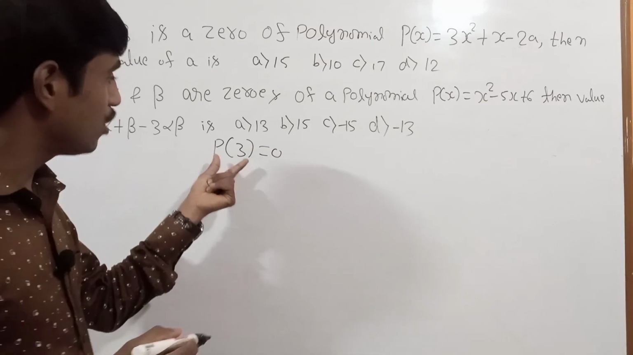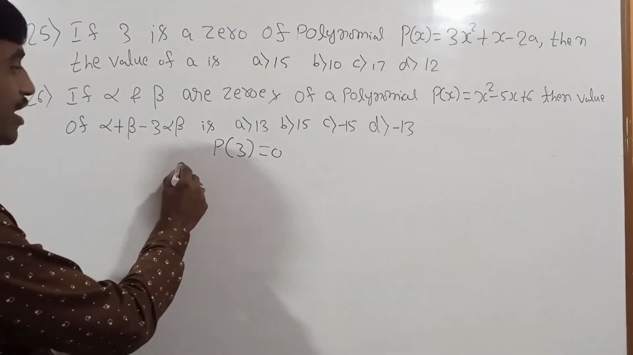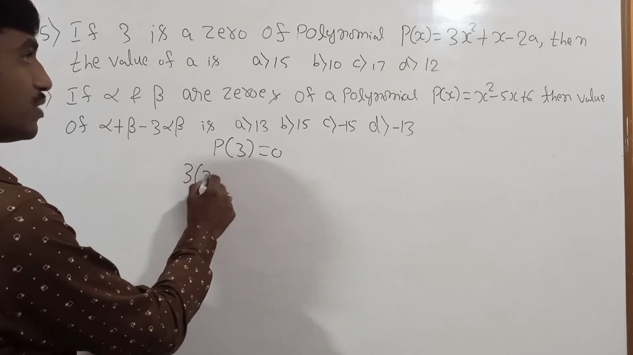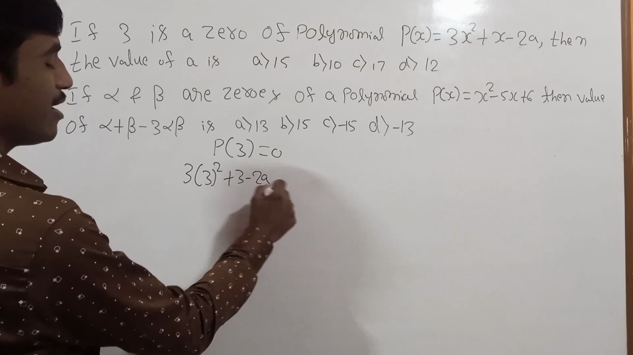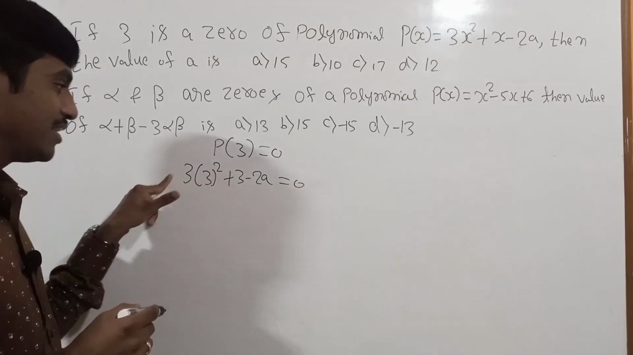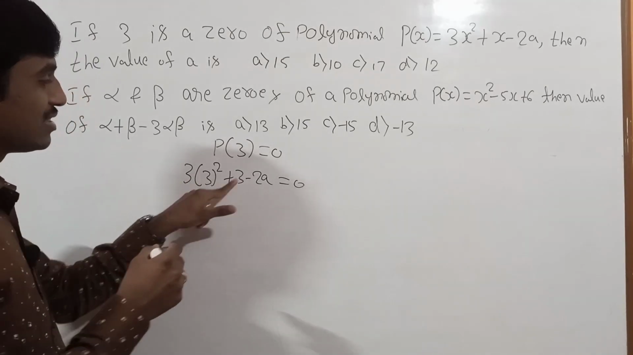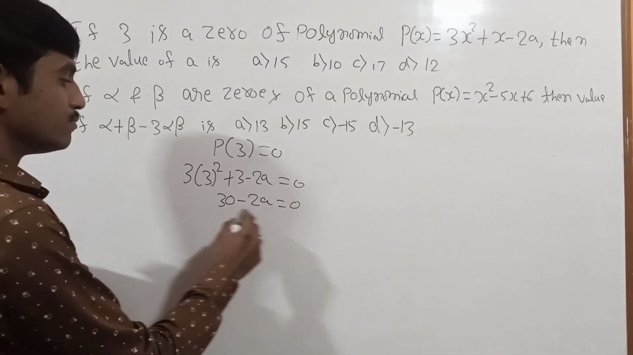So p of 3 means what? The value of the polynomial at 3. In place of x, we need to substitute 3. So we get 3 into 3 square plus 3 minus 2a equals 0. Here 3 square is 9, 9 into 3 is 27, so 27 plus 3 is 30. 30 minus 2a equals 0.